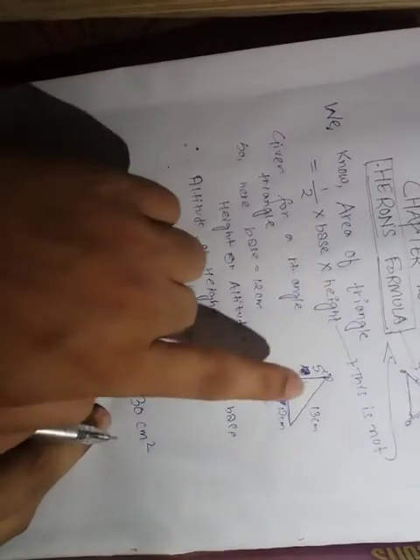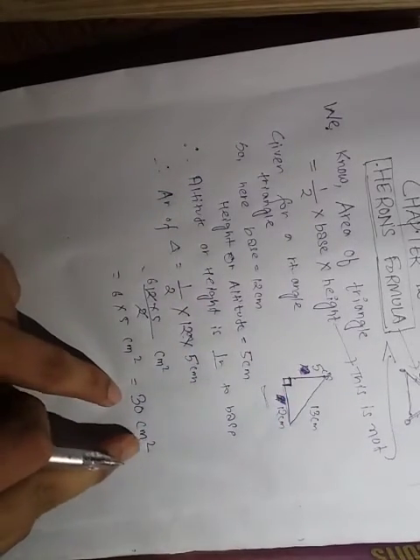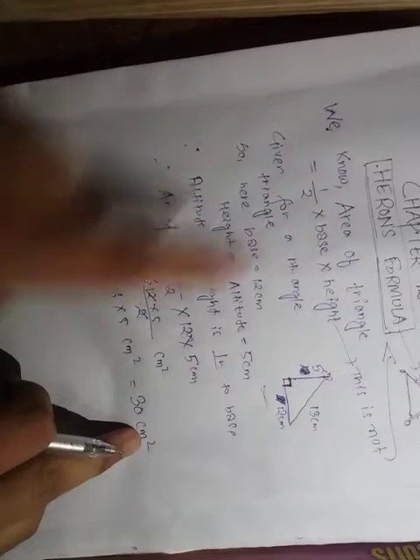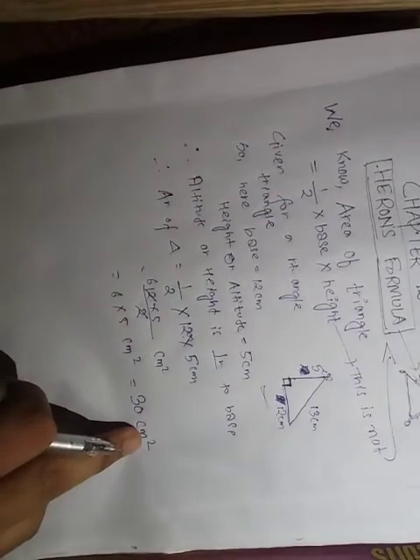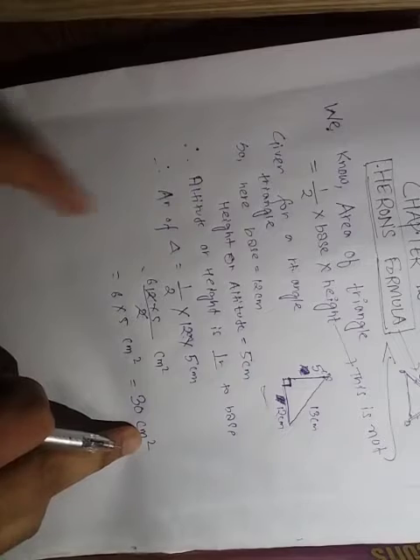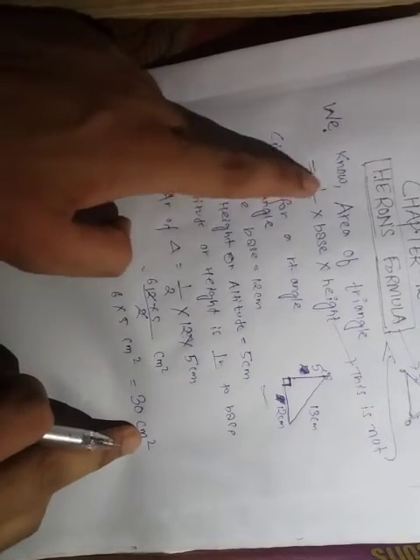So for this triangle the area is 30 centimeter square. We have found the area using the method that we studied earlier. What is the formula? Half into base into height. This is the formula for a right angle triangle. There are many types of triangle, so we will go one by one. At first we will do the equilateral triangle. Now let us proceed with an example.